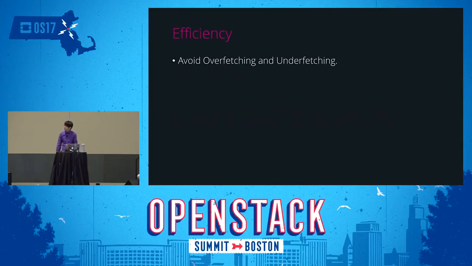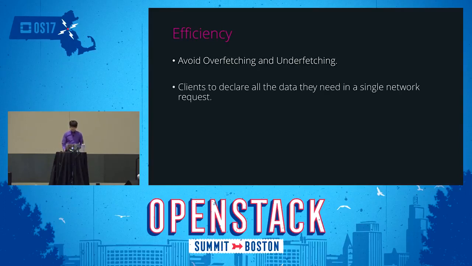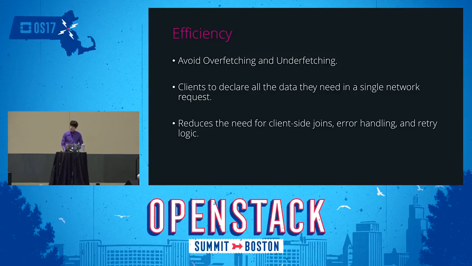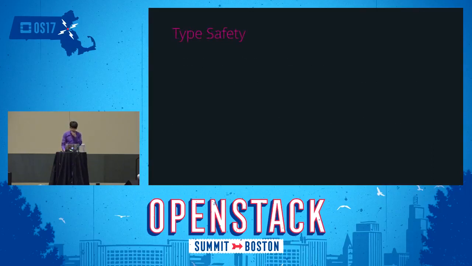So we saw how GraphQL can help us avoid underfetching and overfetching. It lets the client declaratively specify all the data that it needs in a single network round trip. And it reduces the need for complex client-side logic to deal with error handling and retries, and client-side joins. We also got type safety out of it.